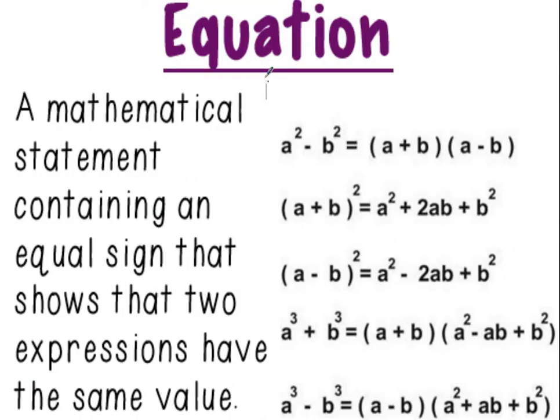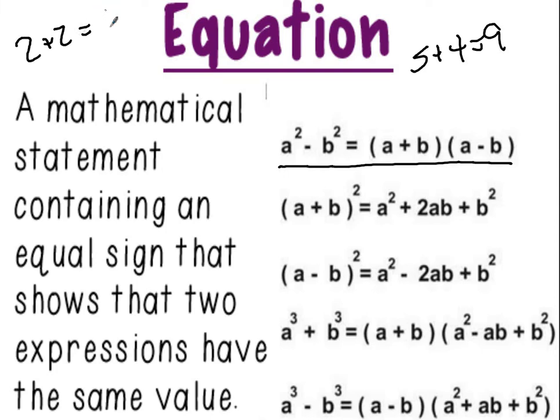All right, so first we have the word equation. An equation is a mathematical statement containing an equal sign that shows that two expressions have the same value. So often we like to say that s plus 4 equals 9 is an equation. However, these are also equations. It doesn't have to be an operation on one side and an answer on the other. You can have two different things, like 2 plus 2 is equal to 1 plus 3. That is now an equation.